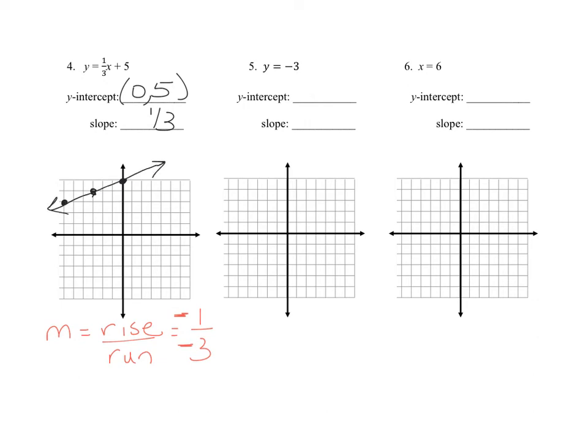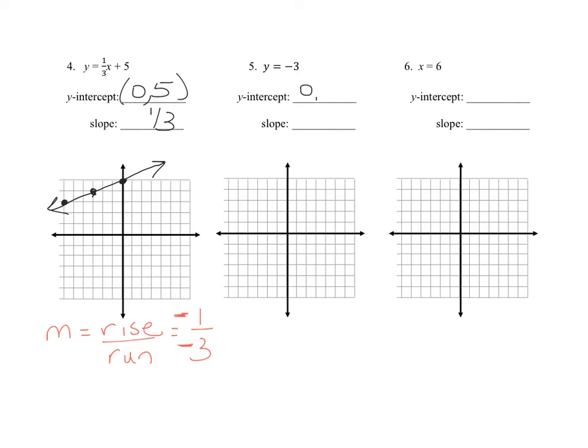Okay, I didn't ask you to do number 5 and 6 yet, but if you did and you got them right, that's awesome. These two are a little bit tricky, right? y equals -3. We don't have an x here, right? Which means my slope is 0 and my y-intercept is (0, -3).